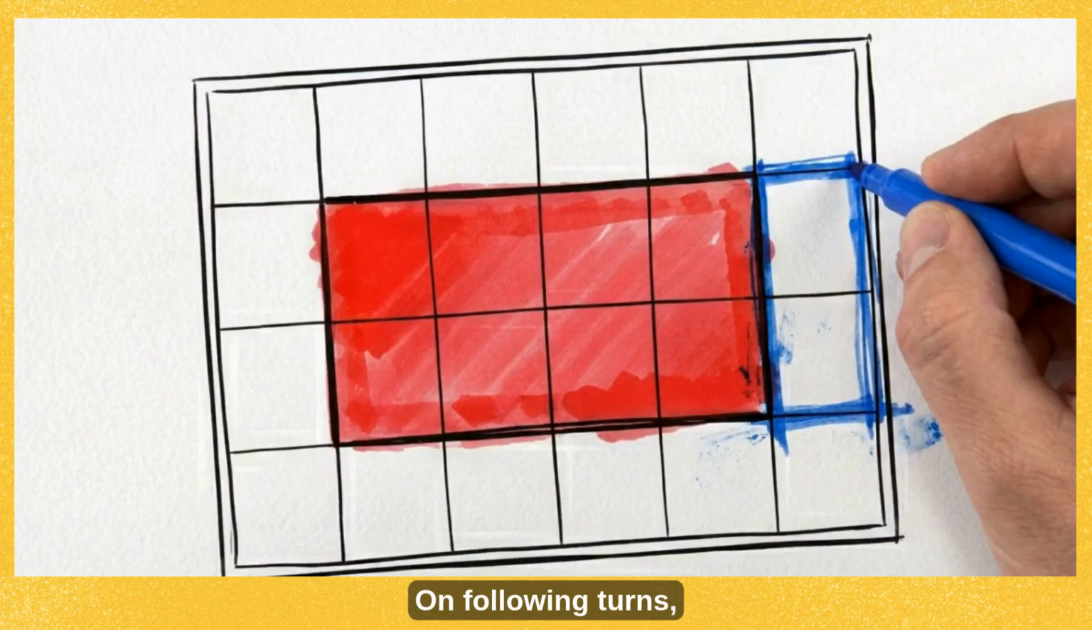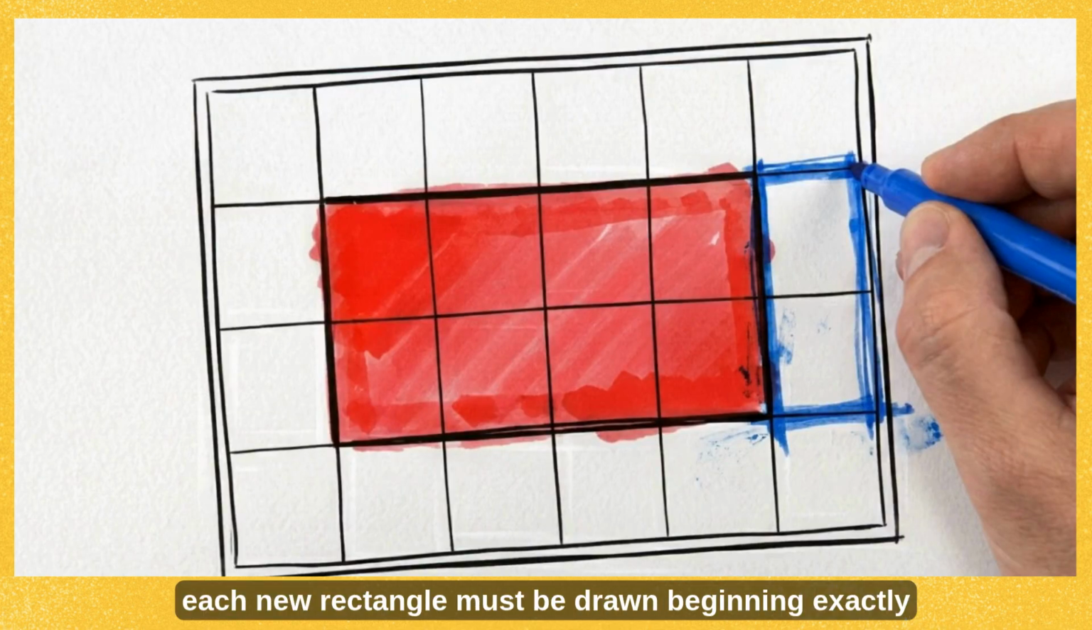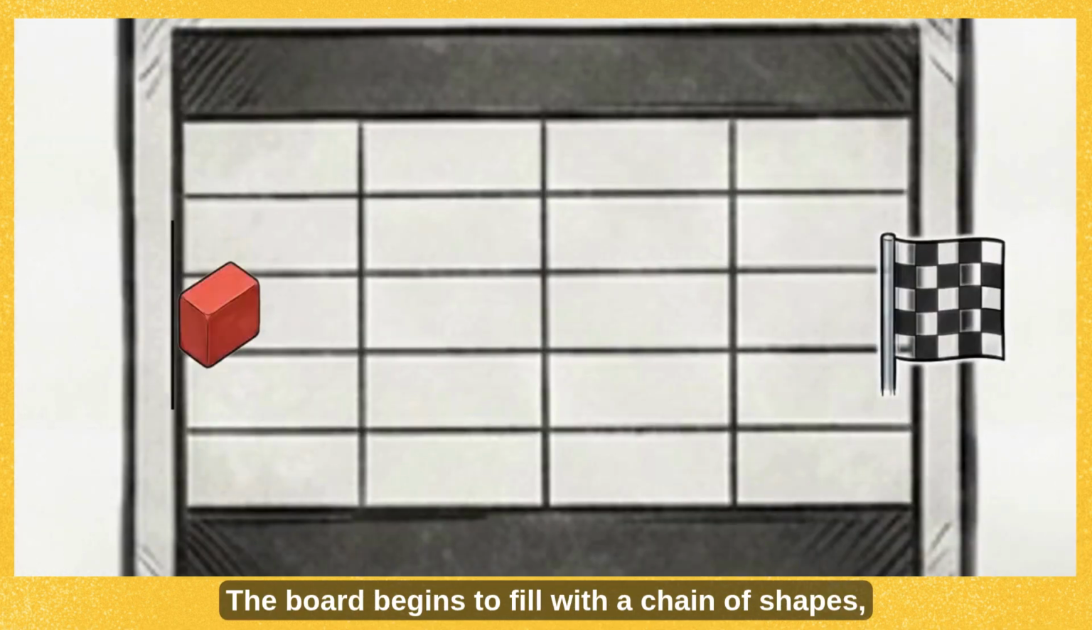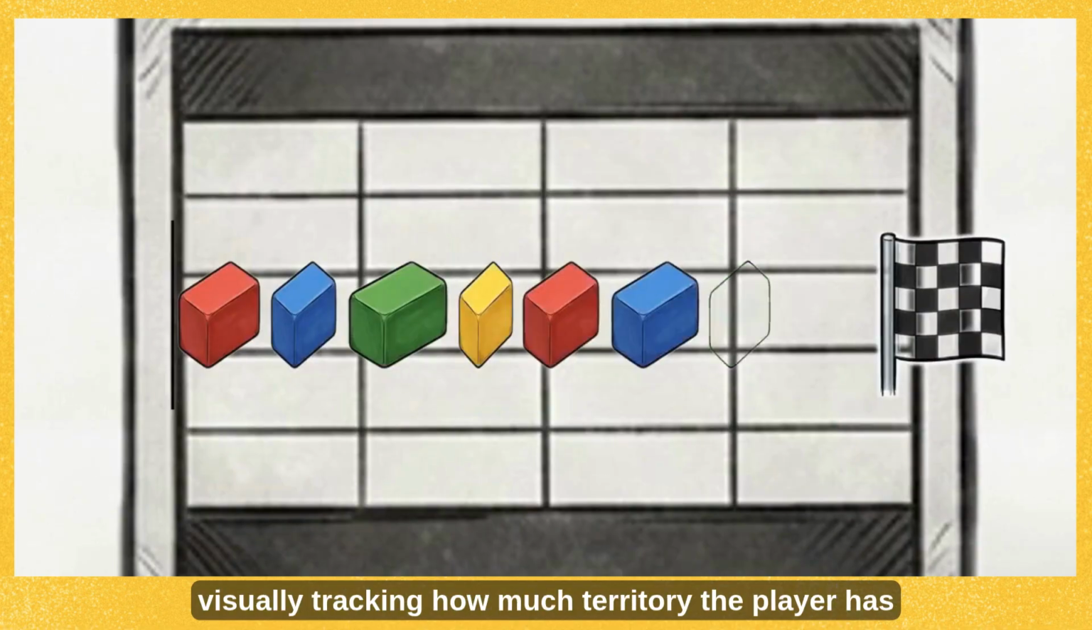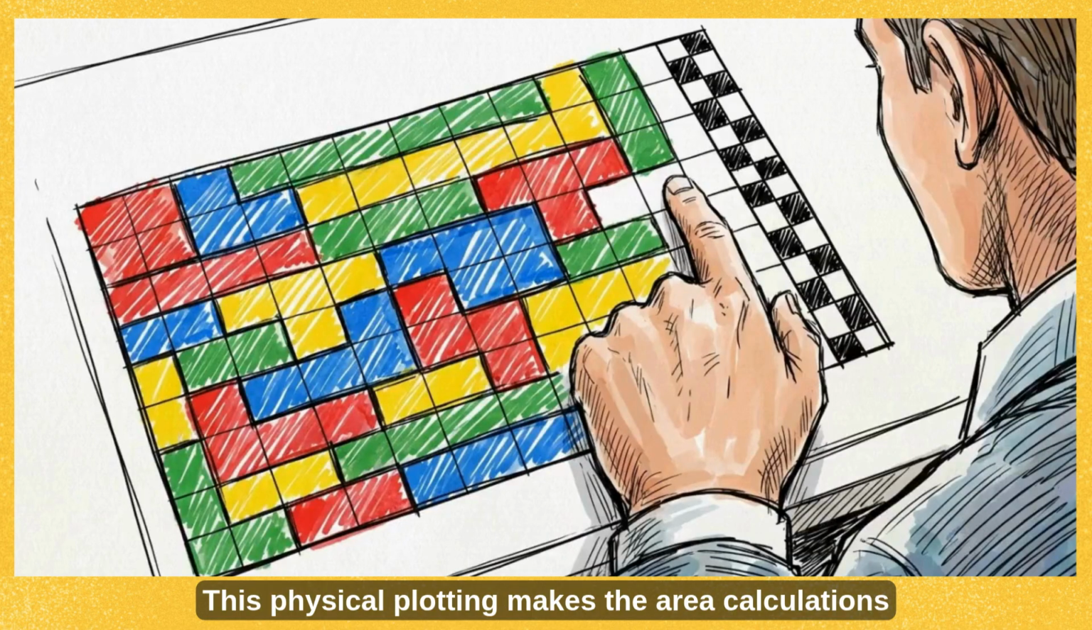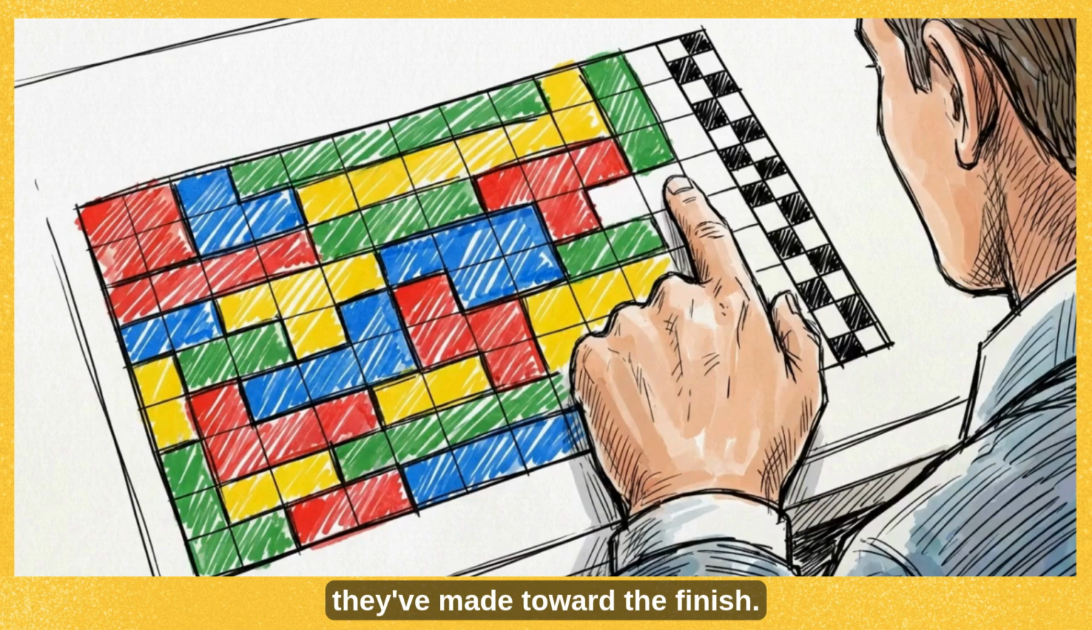On following turns, each new rectangle must be drawn beginning exactly where the previous one ended. The board begins to fill with a chain of shapes, visually tracking how much territory the player has covered. This physical plotting makes the area calculations tangible, showing the player exactly how much progress they've made toward the finish.